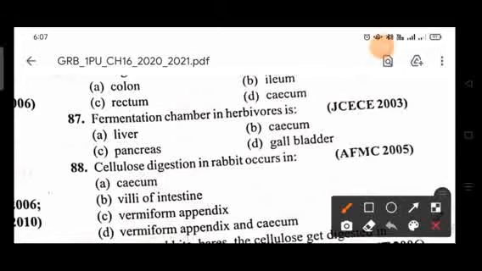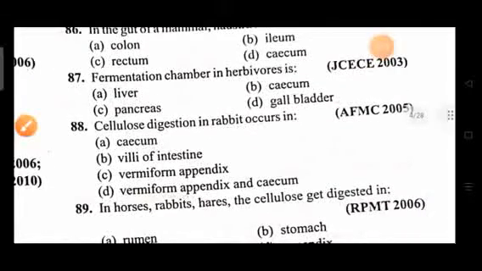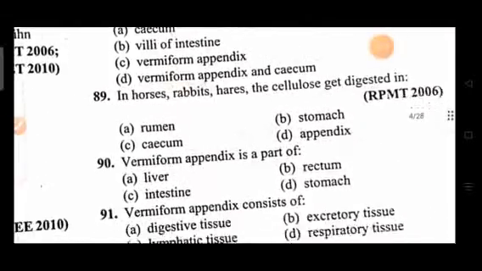Ileum is a connecting link between the ileum and the cecum. Sorry, cecum is the first part of the large intestine, and ileum is the last part of the small intestine, and rectum is the final portion where it is connected to the anus. So these three parts are not in the colon; only the colon has them. Next, coming on to the 98th question.